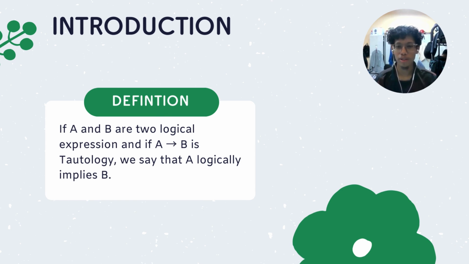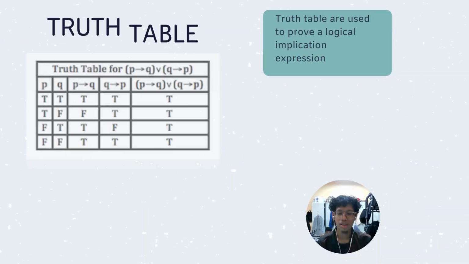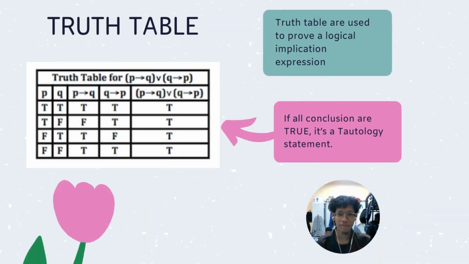So the most simple definition is, if A and B are two logical expressions, and if A implies B is a tautology, we can say that A logically implies B. Now we will move on to truth tables. On the left side, you can see an example of a truth table. Truth tables are used to prove a logical implication expression. If all conclusions are true, then it's a tautology statement.